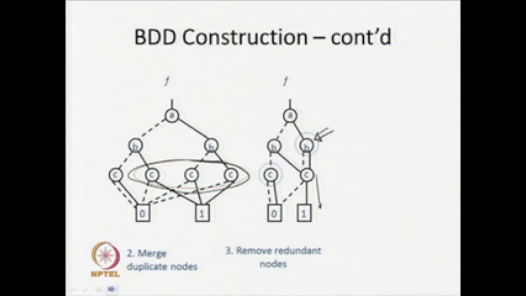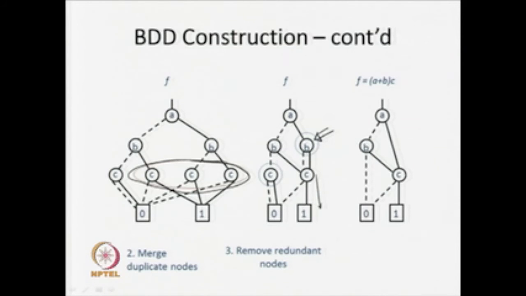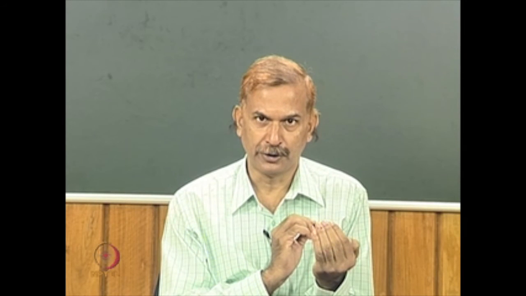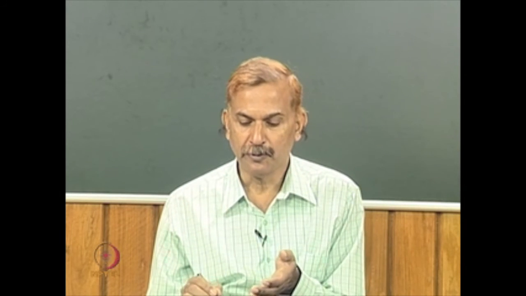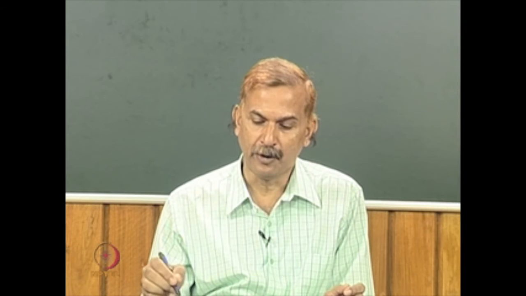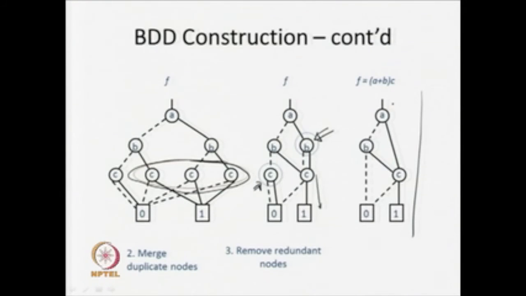So, what happens now? We are going to get this particular BDD where we are removing these two redundant nodes. So, eventually we are getting this particular BDD. We have applied this reduction rule: removal of redundant terminal nodes, merging of duplicate nodes and removal of redundant nodes. After removing redundant nodes, it may happen that some duplicate node may arise again. So, what we are going to do? We will again apply the merging of duplicate nodes.